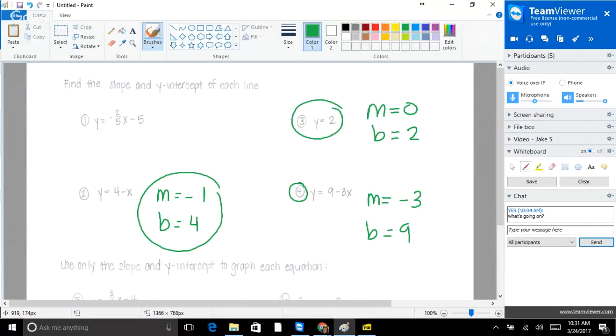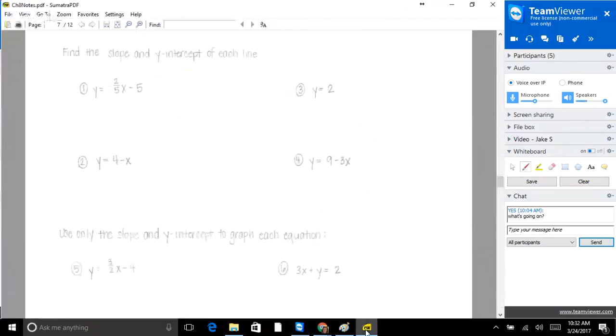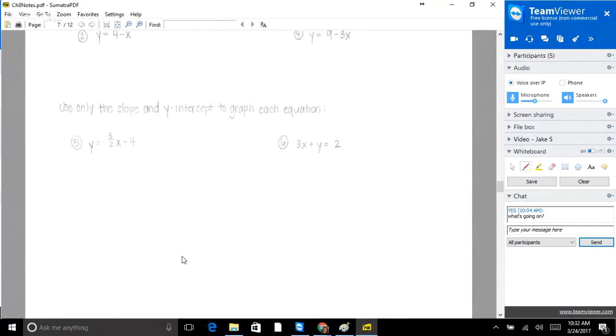Okay, so now this is the trickier part. Not too tricky, but a little bit trickier. So now the second part of this is: use only the slope and the y-intercept to graph each equation.